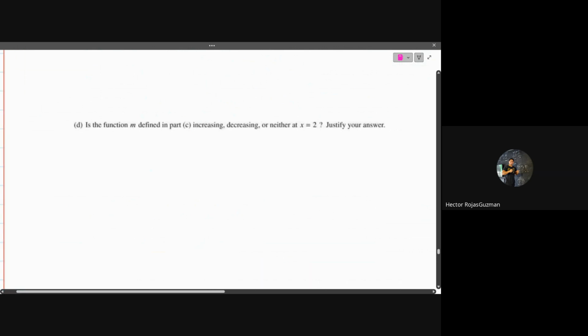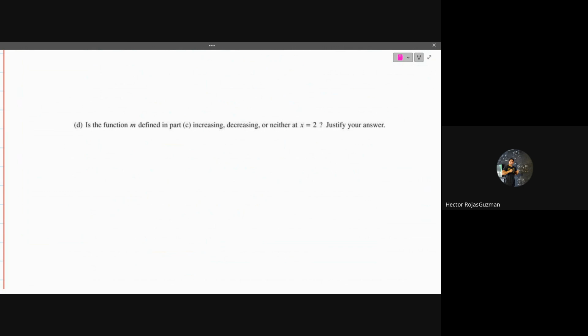Okay. Part D. Is the function m defined in part C increasing, decreasing, or neither at x equals 2? Justify your answer. So m of x is 5x to the power of 3 plus the integral from 0 to x of f prime of t dt. In order for us to figure out if the function is increasing or decreasing, we're going to have to take the derivative of this.